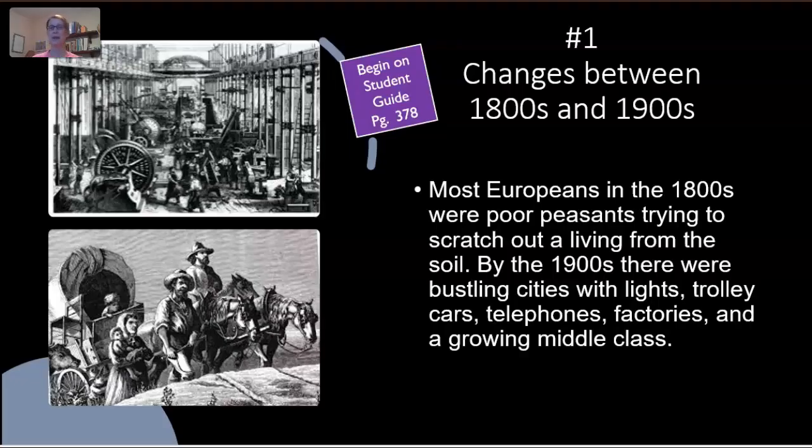This starts on, again, page 378 in your Human Odyssey book. Make sure you're taking a look at that and filling these questions in as we go. Question number 1, changes between the 1800s and 1900s. Most Europeans in the 1800s were poor peasants trying to scratch out a living from the soil. By the 1900s, there were bustling cities with lights, trolley cars, telephones, and factories, and a growing middle class.